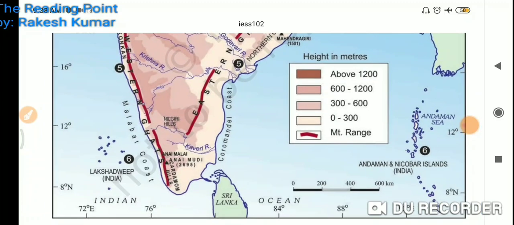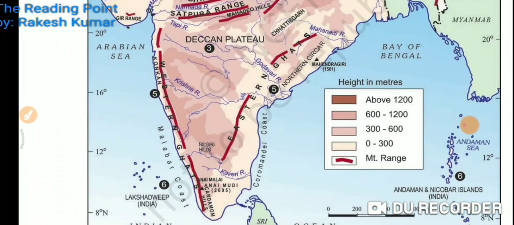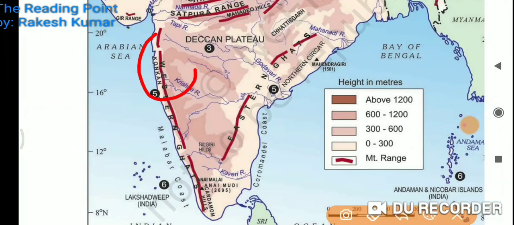Now the western coastal plain we are going to study in detail. The northern part of the western coastal plain is called the Konkan coast, and the southern part is called the Malabar. This is the Konkan coast and this is the Malabar coast. This is also very important from the examination point of view. The backwaters, locally called Kayals, are special features of the Malabar coast.